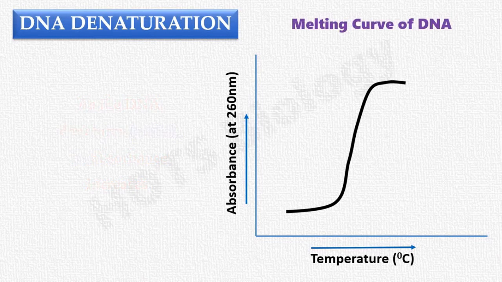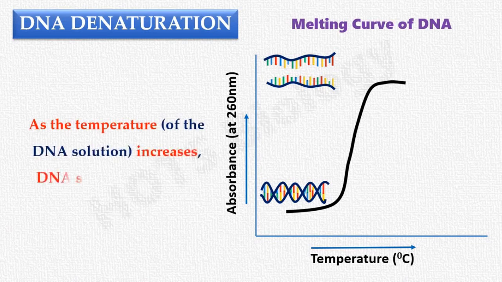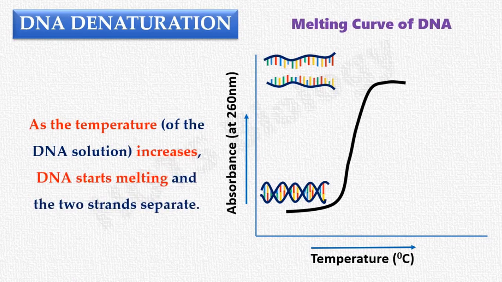Now this lower portion of the melting curve represents that all the DNA molecules in the given DNA solution are intact, that is, they are double-stranded. And this upper portion of the melting curve represents that all the DNA molecules have completely denatured, or melted. So, here we can see that, as temperature increases, DNA molecules melt, and the 2 strands separate. Also, as DNA becomes single-stranded, its absorbance increases.